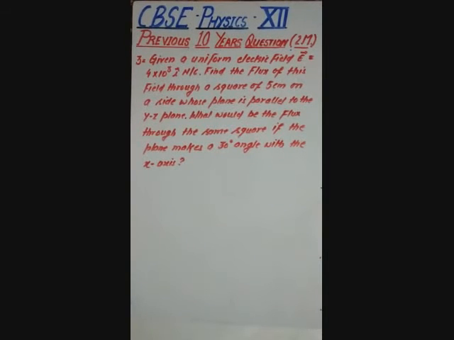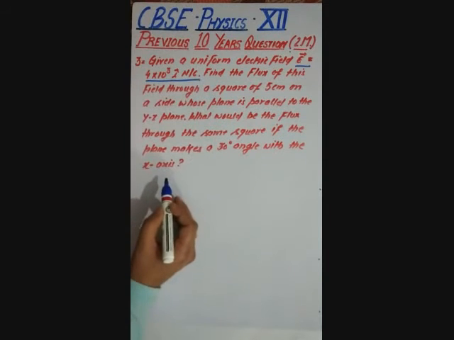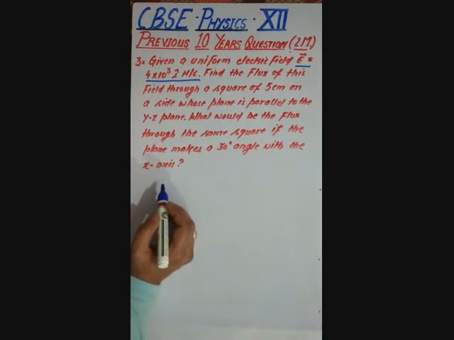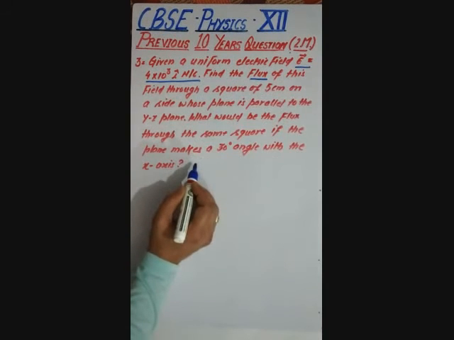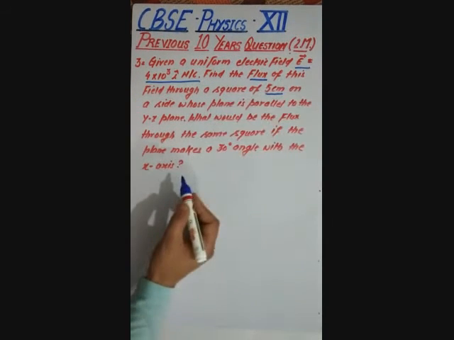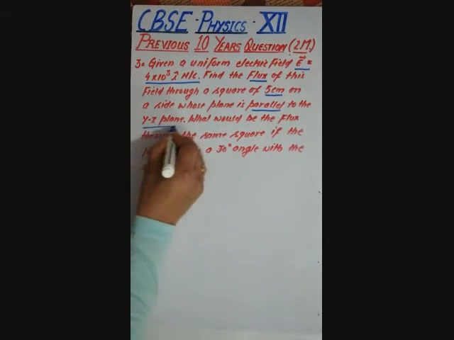Given a uniform electric field, E vector equals 4 into 10 to the power 3 I cap Newton per Coulomb. Find the flux of this field through a square of 5 centimeter on a side whose plane is parallel to YZ. We have to find out flux. They have given us the side 5 centimeter and the plane parallel to YZ.